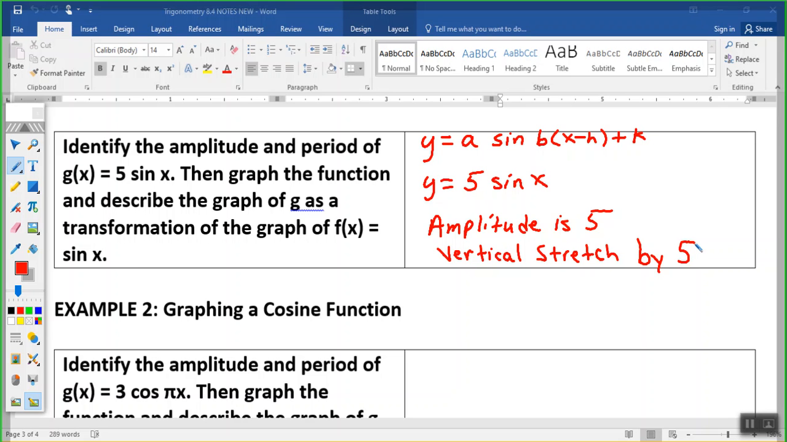Would B also be vertical stretch if B was a value? B is going to be some kind of horizontal stretch or shrink, and I'll show you what that's going to change: the period. So it's either going to condense it left and right, or it's going to stretch it out. We're going to see that next. Okay, so hang tight on that.